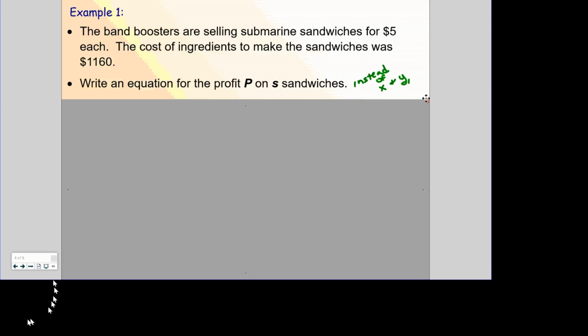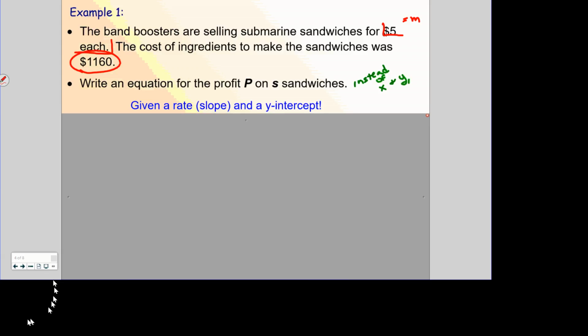So let's identify what we're given. So we have some numerical values in the word problem, the first of which is $5 each. Hopefully you recognize that that is a rate, $5 each. It's $5 per sandwich. So every sandwich they sell, they're making $5 or charging that much. So that is a rate, which would then be a slope. So that's our slope. And the cost of the ingredients to make the sandwiches was $1,160. This represents a starting amount.